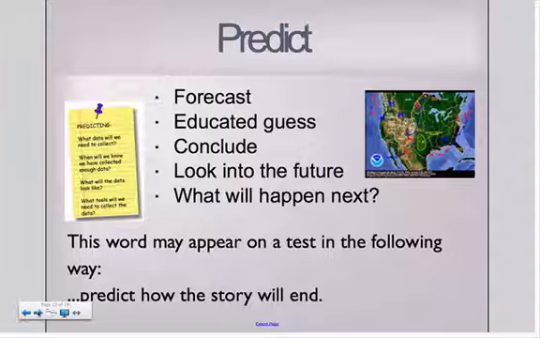And last but not least, predict. It means to basically take an educated guess: looking at this piece of information or pieces of information, what would you think would happen next? Or looking into the future. So on a test, it may say predict how the story would end. Maybe it doesn't actually give you the ending, but it gives you a piece of information and you predict what will happen at the end. Or in science class, predict what will be the result of the experiment. So pause the video and write down these pieces of information.